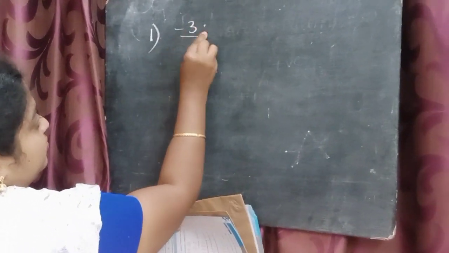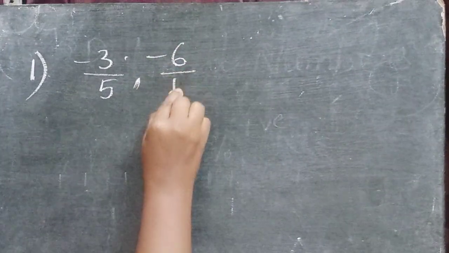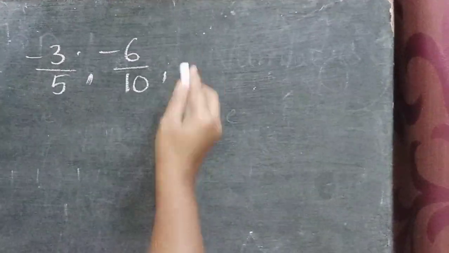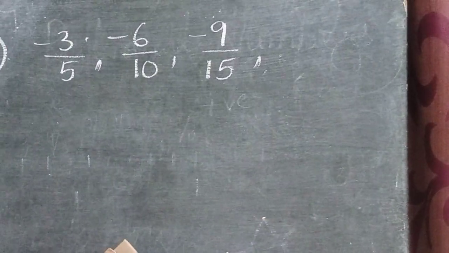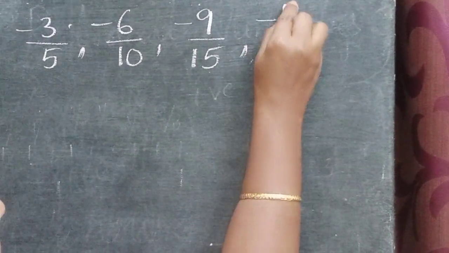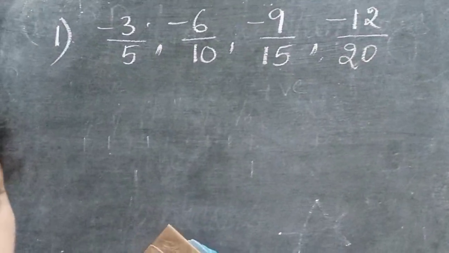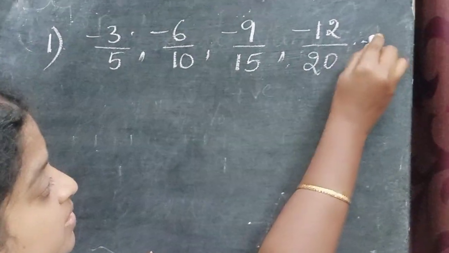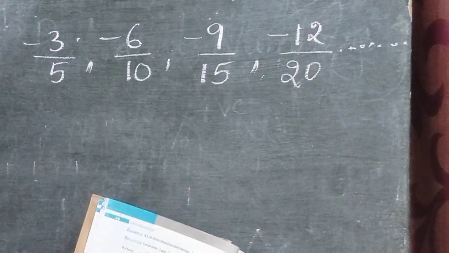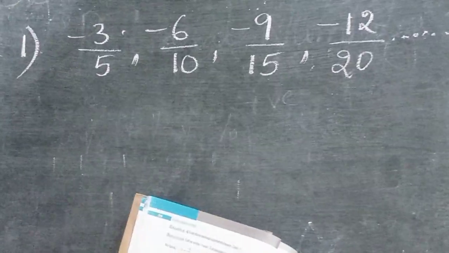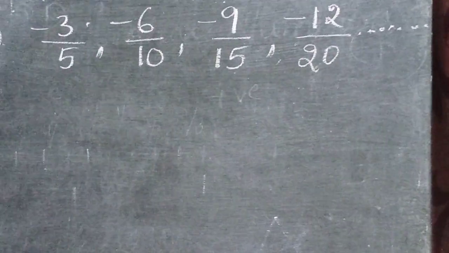-3/5, -6/10, -9/15, and another one is -12/20. Observe properly, they have given "and so on" dots. Still more are there. So what are those? We need to find out. That is how many? 4 more rational numbers. So extended, 4 more rational numbers we have to find out.